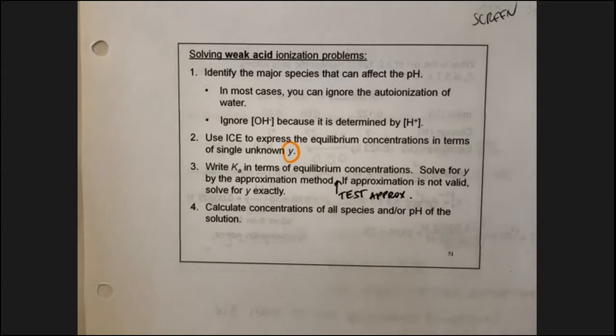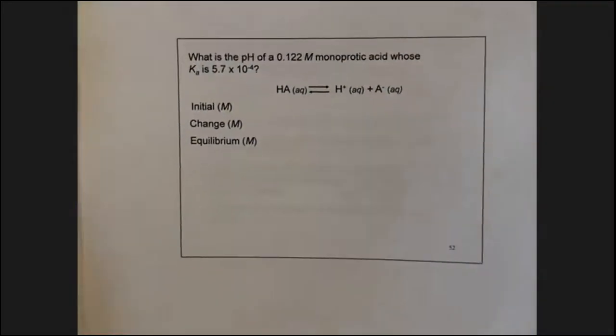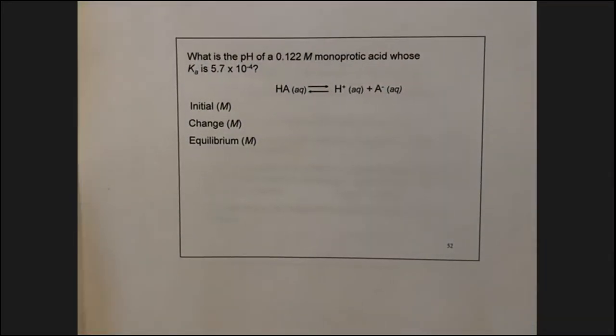Let's put it up here. So this is, what is the pH of a 0.122 molar monoprotic acid whose Ka is 5.7 times 10 to the negative 4?